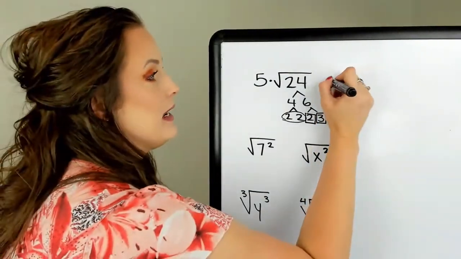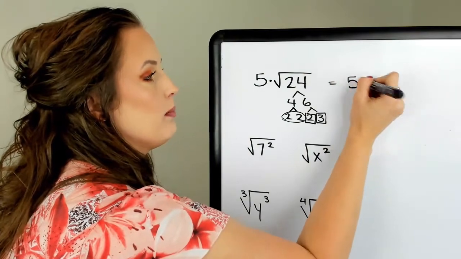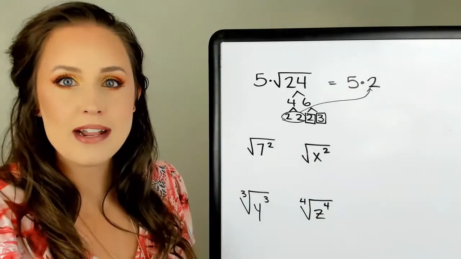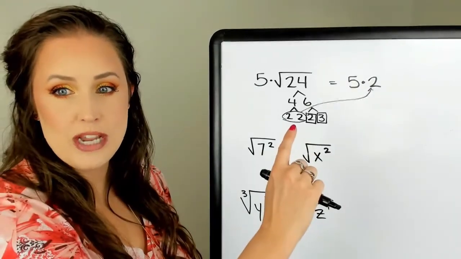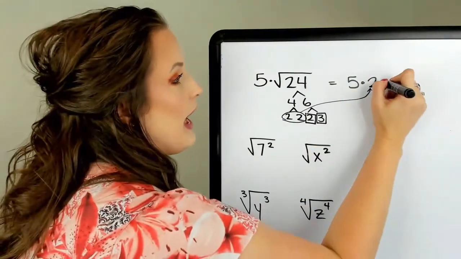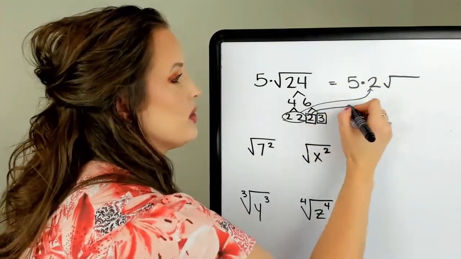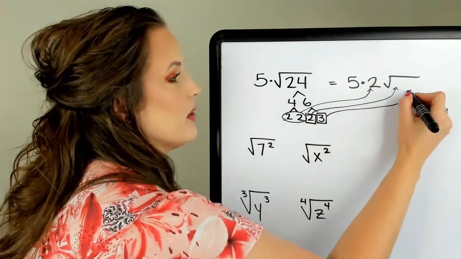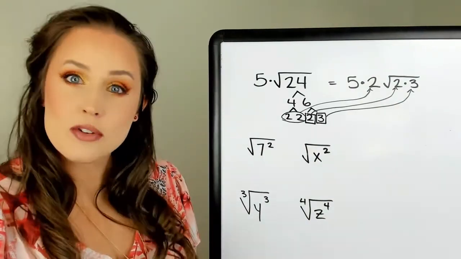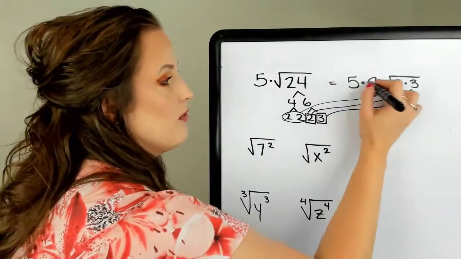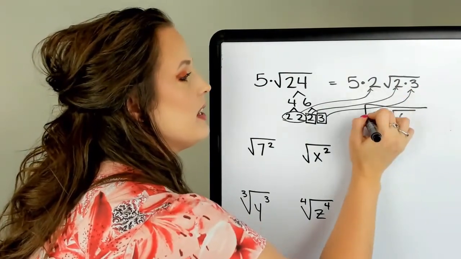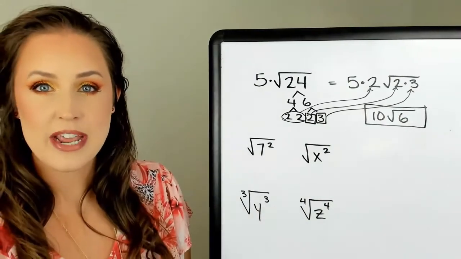How this can be written is we're going to keep the 5, we'll put the multiply, and then the pair of 2's leaves, but we only write a single 2. And again, that is because 2 times 2 is 4, and the square root of 4 is just 2. So then we will have the square root after that, and then this 2 and this 3 are going to stay underneath. Now again, everything's still multiplication. So after you've written all those numbers there, then you can simplify it down to 5 times 2 being 10, root 2 times 3 is 6. So 5 root 24 simplifies down to 10 root 6.